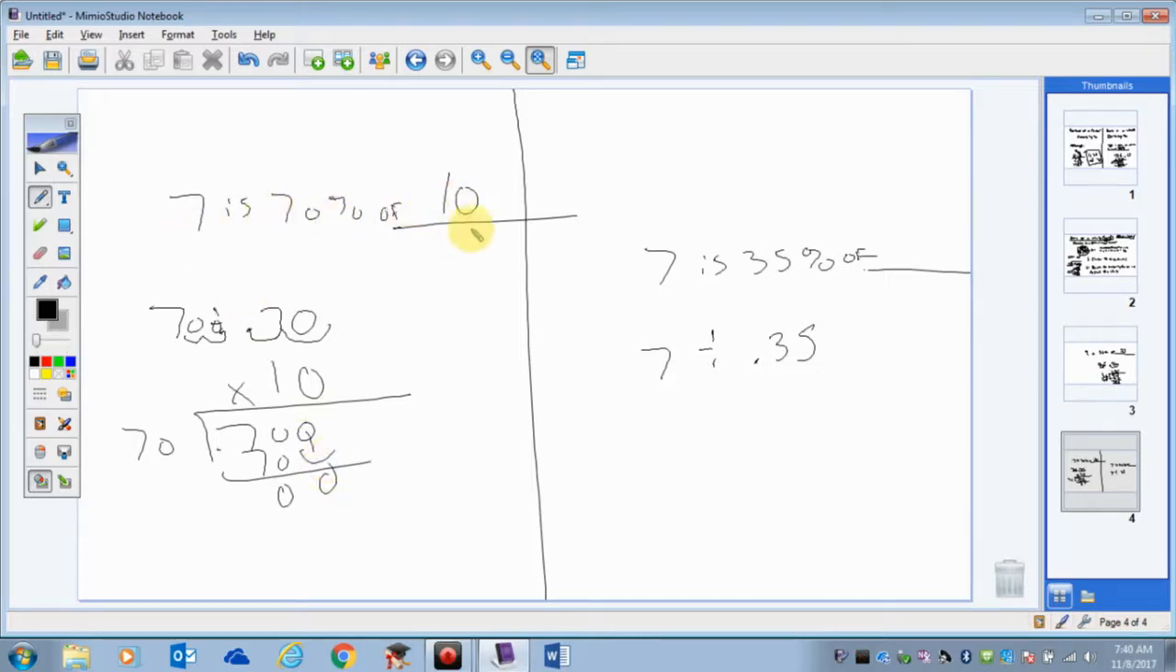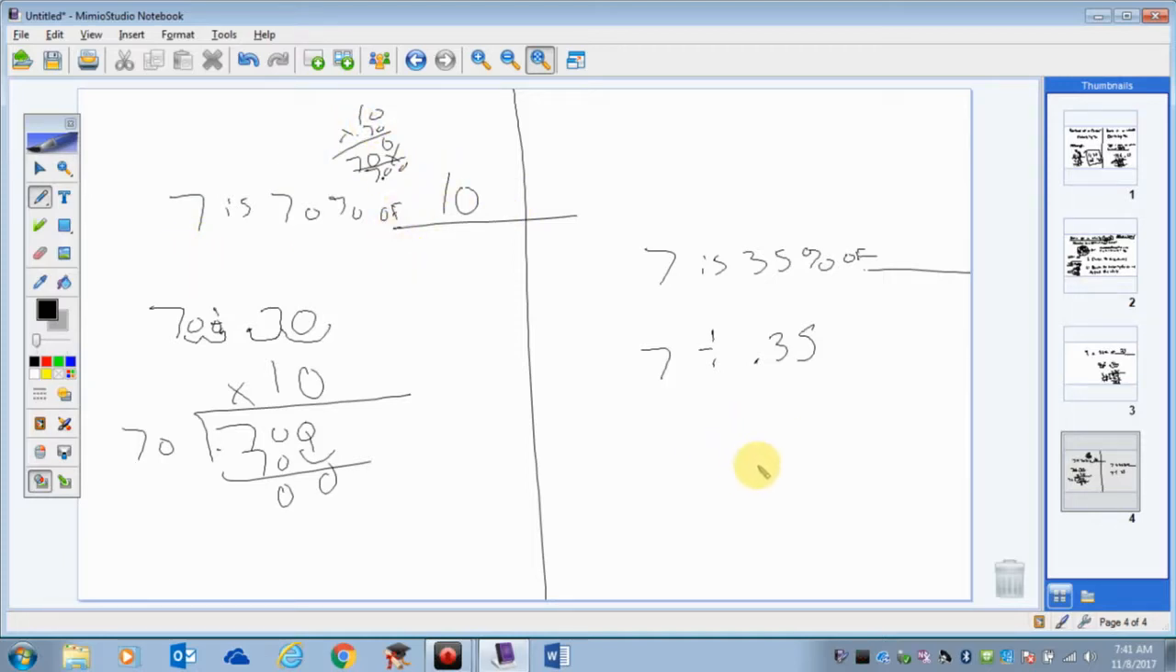And if you need to check that answer, you can work backwards. You can say 70% of 10 is 7, so we can say 10 times 0.70, and you're going to come out with your answer. So you're going to have 700, 2 decimal places behind, so it's going to be 7.00. So checking your work going back this way, you can do that as well.